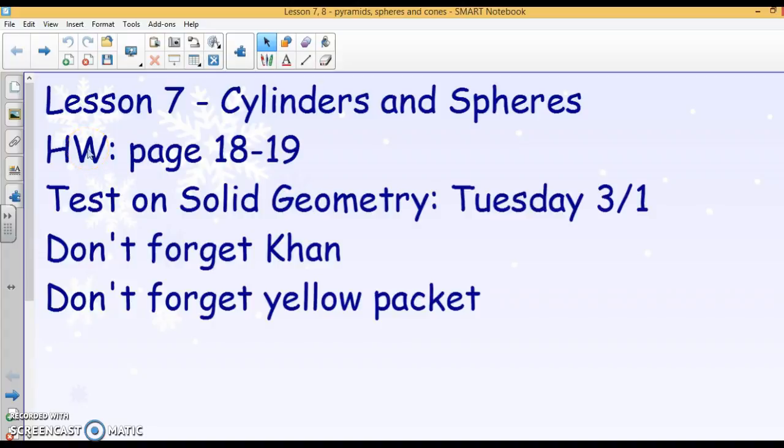We're talking about lesson 7 in our solid geometry unit. It is cylinders and spheres. You are using tonight the 8th grade side of your formula sheet. So you need to flip it over to the other side, and this is really the first time we're going to be working on 8th grade formulas. The homework that goes with this is page 18 and 19.